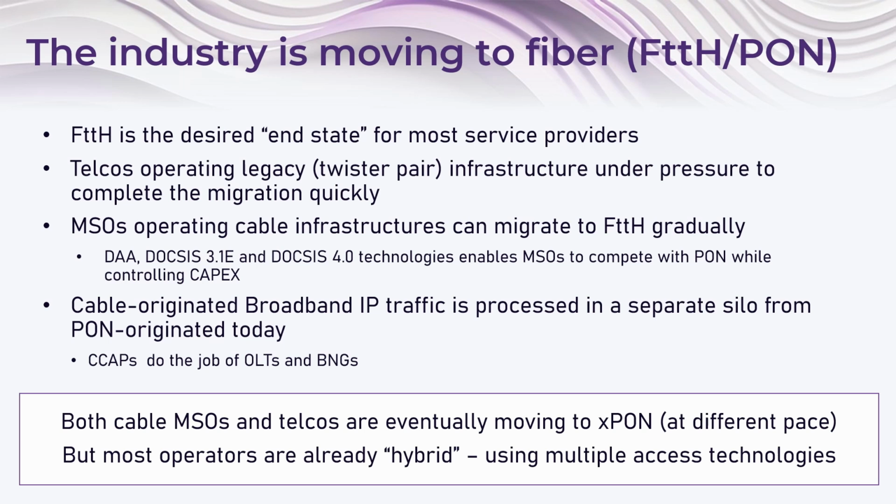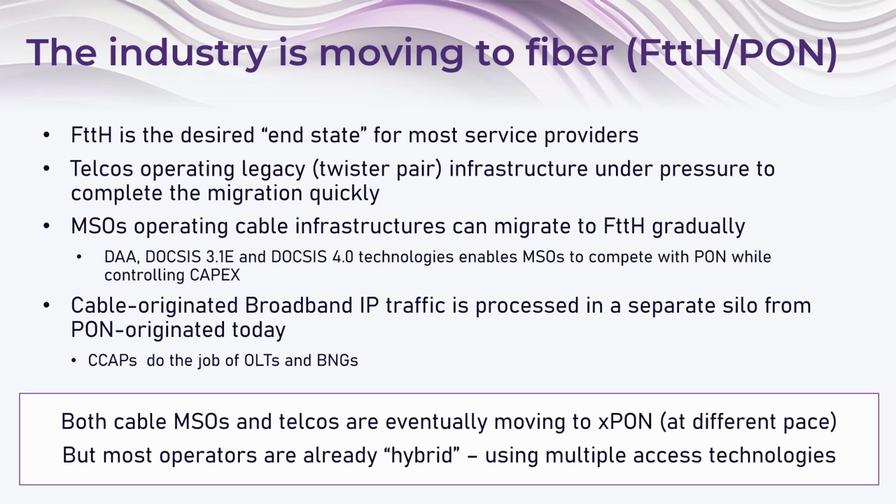If you're a telco like Deutsche Telekom or others who have very little fiber and a lot of twisted pair, you're in a different situation, right? You need to do things as fast as you can. I think one of the key differences between cable and telcos today is that cable-originated broadband IP traffic is processed in a separate silo from PON traffic today, right?